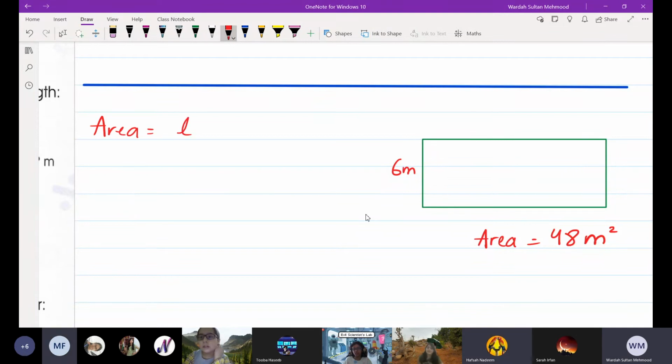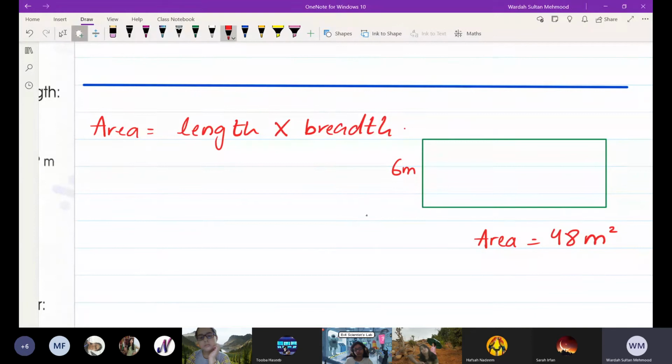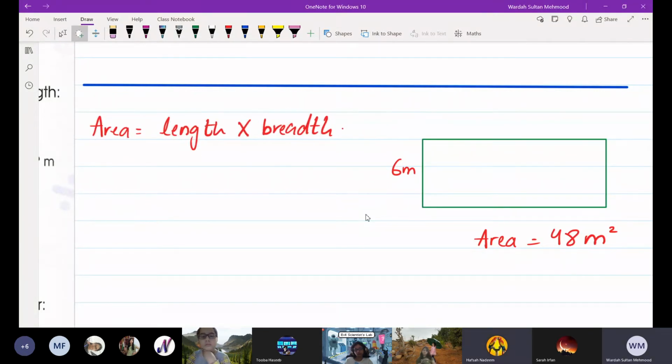Length multiplied by breadth. Length times breadth, or length times width. They both are correct. That means the same. All right. Now once we wrote the formula, we are going to put in the values that we have. I have area, which is 48 meter squares. Always write areas in squares. I don't have length here, so I'm going to put a question mark here. And I have breadth here, which is 6 meters.